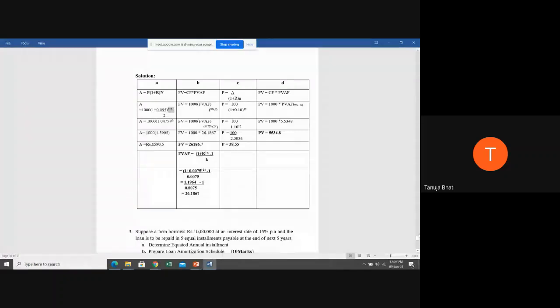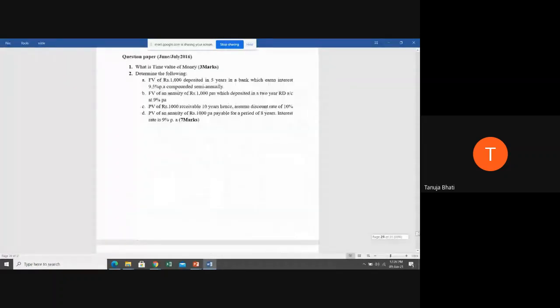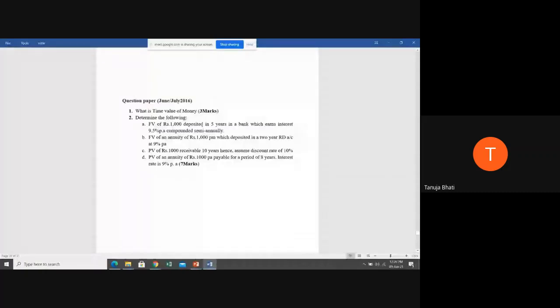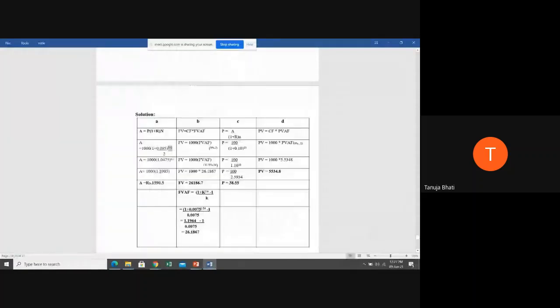Now what is N given here? N given here is 5 years. So we multiply N by 5, so we are multiplying N by 2 times 5. Now next, when we divide this by 2, we get it as 1.0475 raised to 10. Now we solve this particular thing.